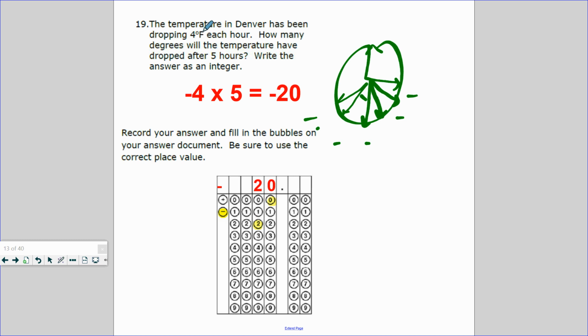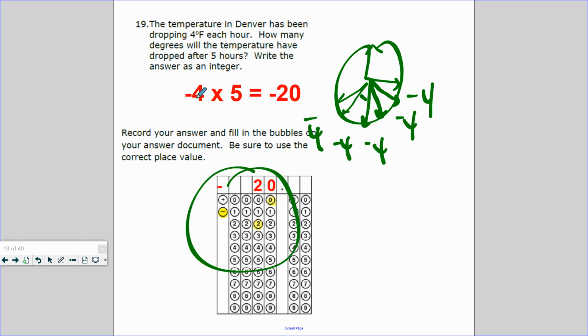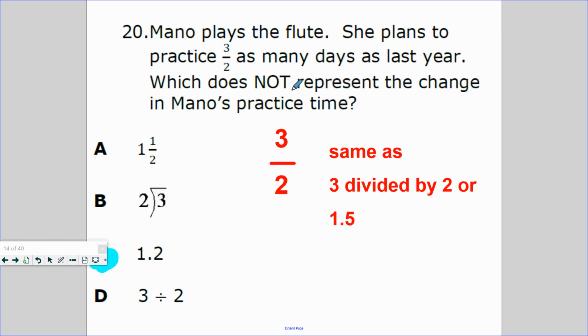It has been dropping 4 degrees every hour. How many degrees did it drop after 5 hours? So it drops 4 each hour. So -4 plus -4 plus -4 plus -4 plus -4 is -20. Or -4 times 5 is -20. I apologize. -20.